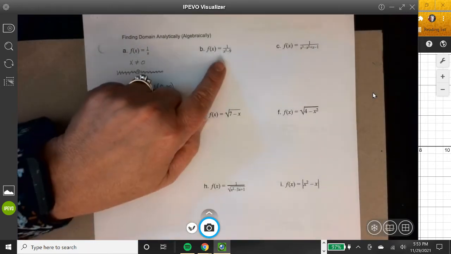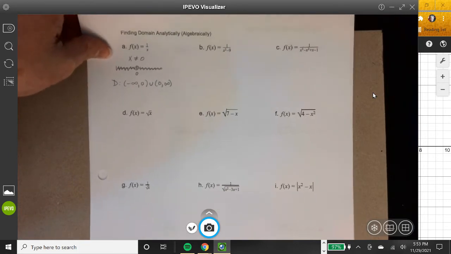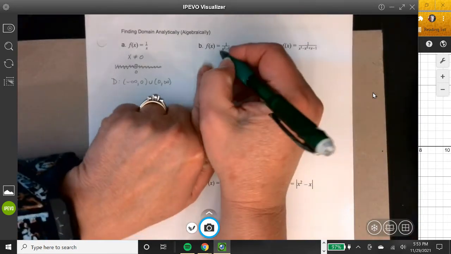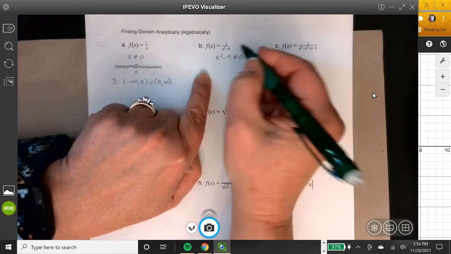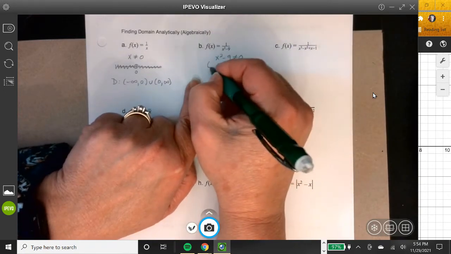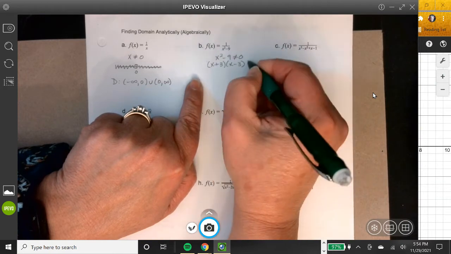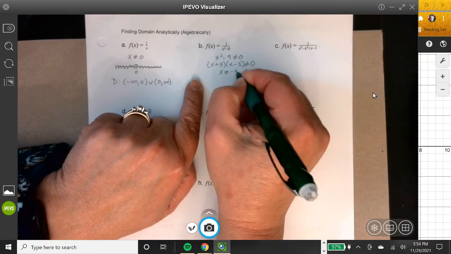All right, well, what do we have here? In part B, we have 1 over x squared minus 9. Well, that's a denominator, and the denominator can't be 0. So we say x squared minus 9 can't be 0. Now I like to factor: x plus 3, x minus 3. This is the difference of squares, can't be 0. So that means x can't be negative 3 or 3.